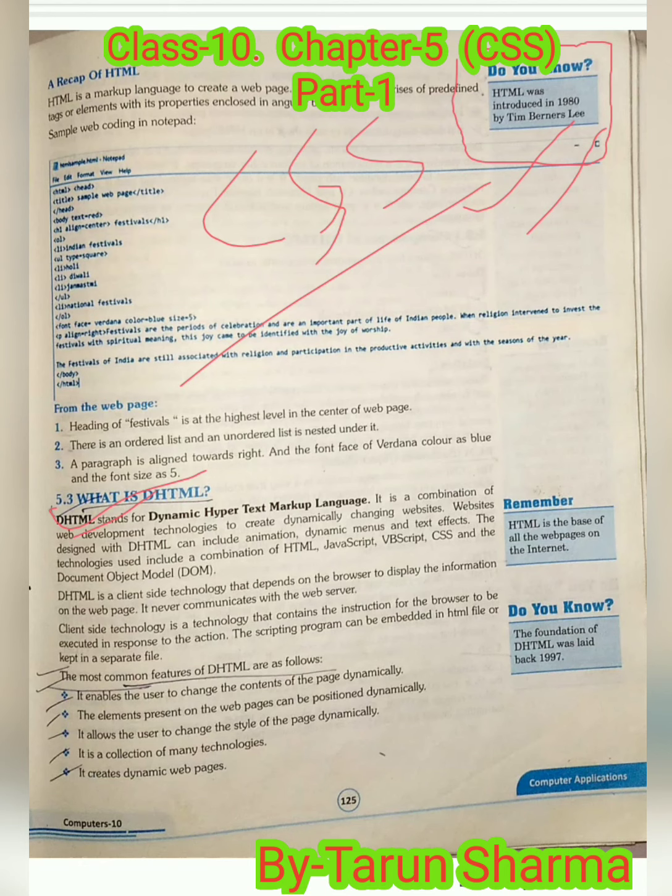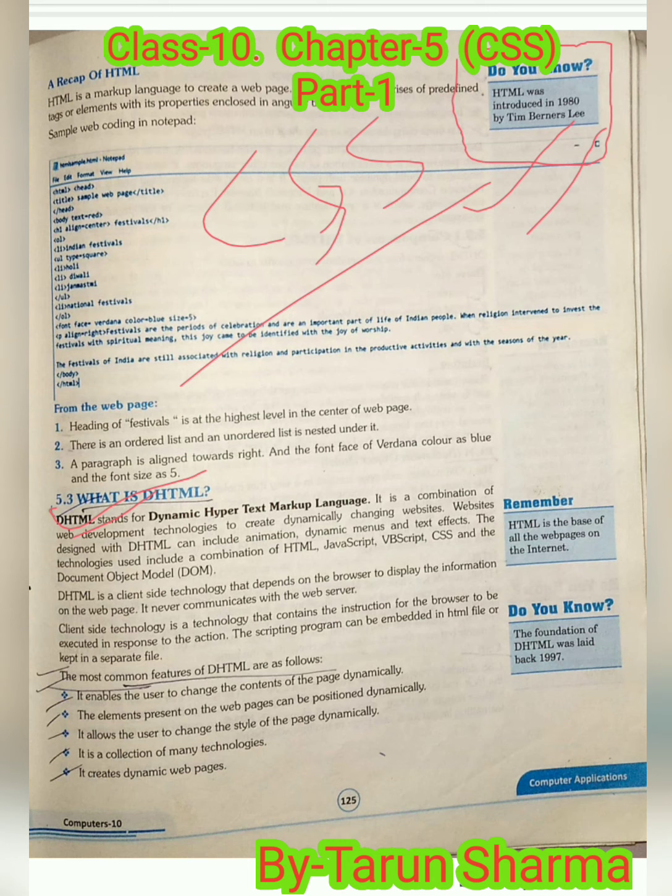A static web page is created by HTML, while to create a dynamic web page you need DHTML. Simply, if you want to create a static web page, you have to use HTML. If you want to create a dynamic web page, you have to use DHTML. DHTML technologies are like JavaScript, CSS and DOM. These are the DHTML technologies.